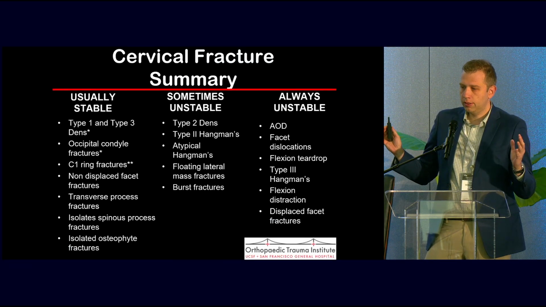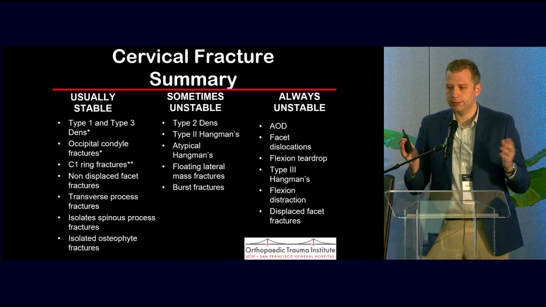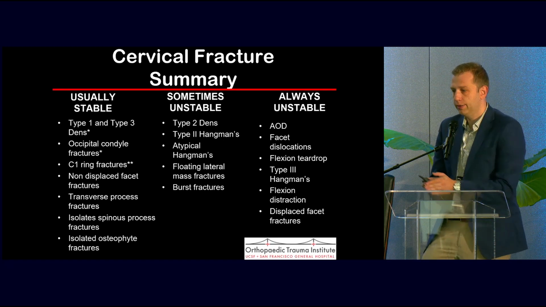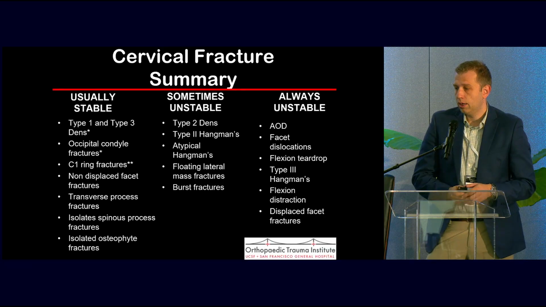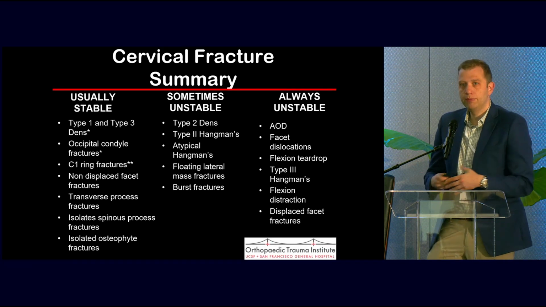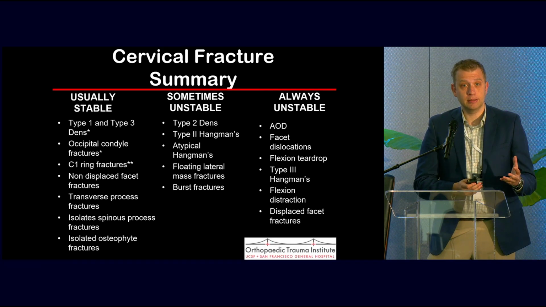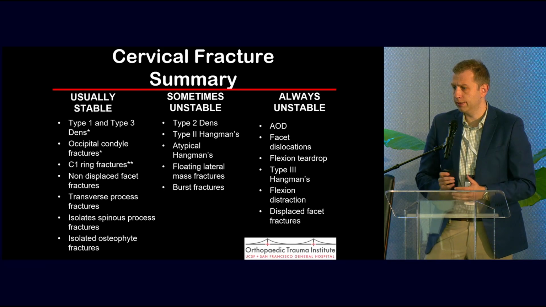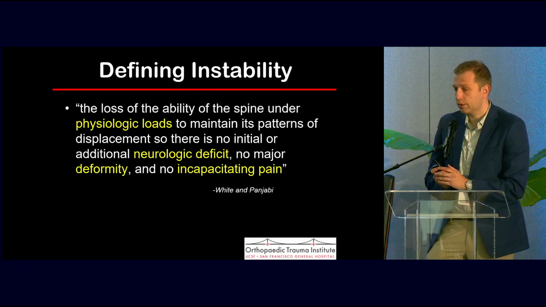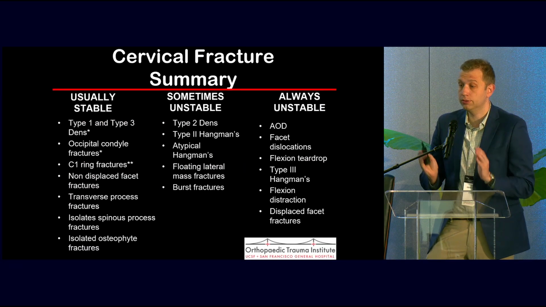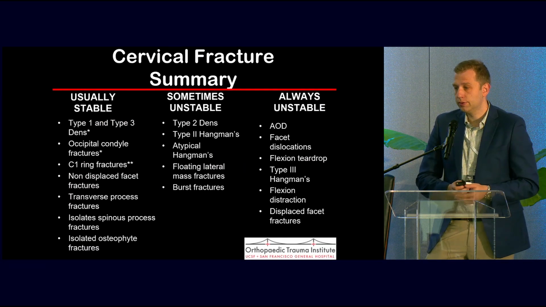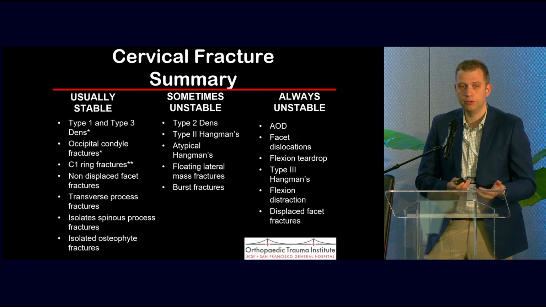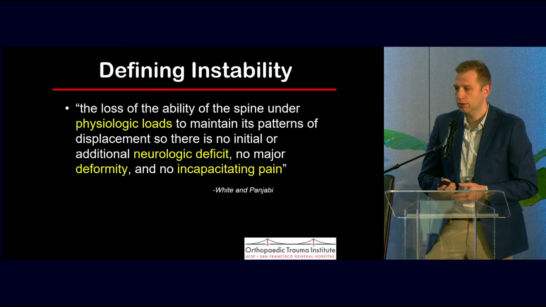So this is a table of cervical fractures, kind of a summary. We've got the usually stable, the sometimes unstable, and the always unstable. The always unstables are often very obvious, but they could also be non-displaced and hard to check out, and those are really the ones you want to not miss. The sometimes unstable, there's a bit more of a discussion about them, and obviously the usually stable are usually stable.